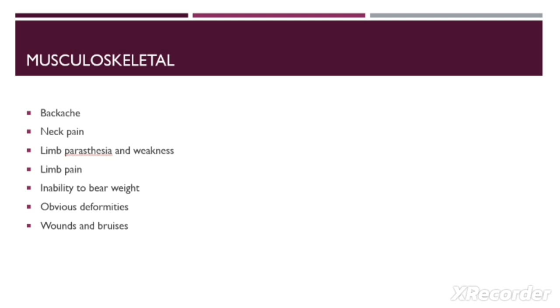So in the musculoskeletal system, does the patient have backache? Do they have neck pain? Do they have limb paresthesia and weakness? Do they have limb pain? Do they have inability to bear weight? And do they have obvious deformities? Do they have any wounds or any bruises? So if the examiner stops you, you will tell them that I am worried about a patient who will complain about neck pain because the C-spine is very fragile. You could tell them that I'm worried about a patient who will complain of backache because that could signify a spinal injury.